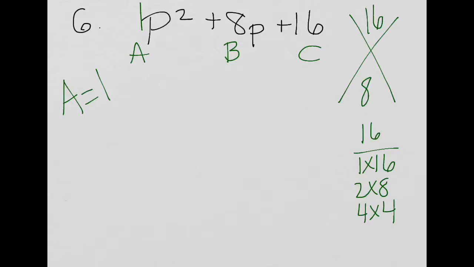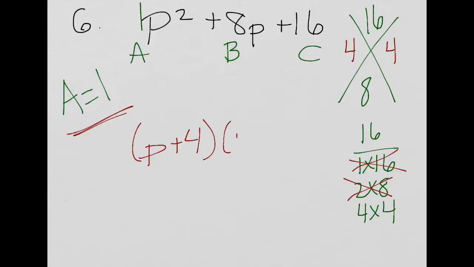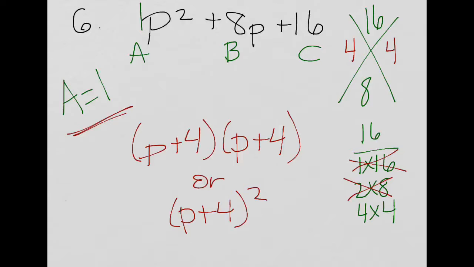So if I look at my pairs, 2 and 8 aren't going to add up to 8, but 4 and 4 are really nice. So 4 times 4 is 16, 4 plus 4 is 8. So if I come down, my A is 1, life is good, so I can go straight to this. My answers were both 4. I did not have a GCF, so I can write it like that, or you might see it written like this, because it's just the same thing doubled. It has to be exactly the same thing for us to use this exponent of 2.